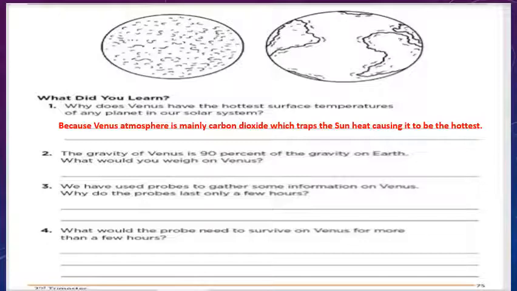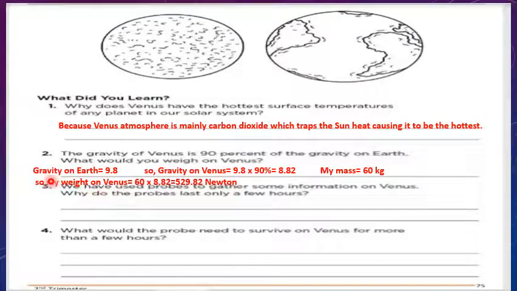We said that in order to calculate the weight of something, you have to multiply the mass of this thing times the gravity of the planet that you are on. So let's now see what I just wrote. I stated that the gravity on Earth is 9.8. So this means that the gravity on Venus is supposed to be 90% of the 9.8. So we're going to multiply 9.8 times 90%.